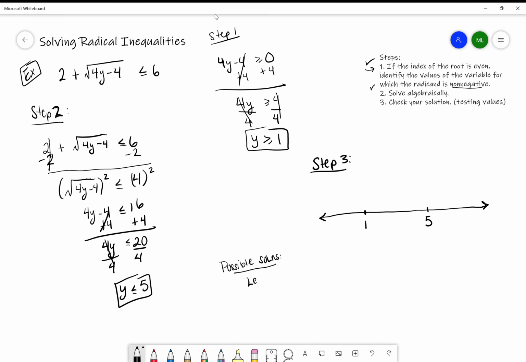You have less than 1, then you have in between 1 and 5, and you have greater than 5. Okay, but it's equal to, so it's probably going to be less than or equal to, so it's also equal as well. Alright, and then in between, these are the values you want to test.